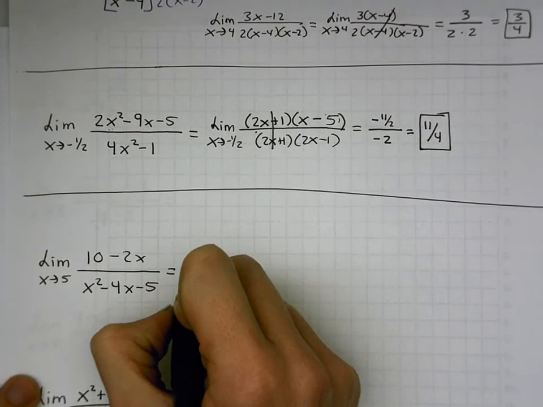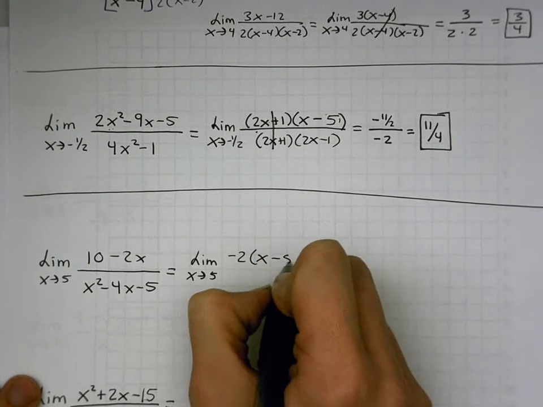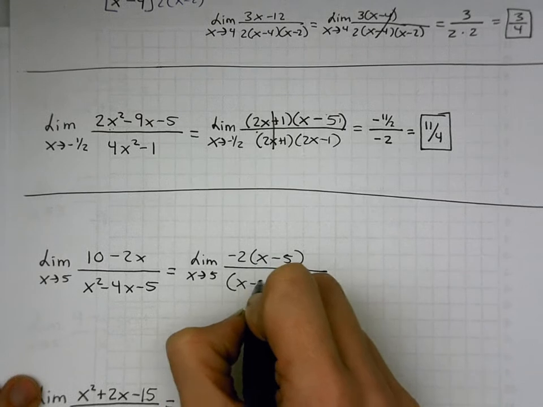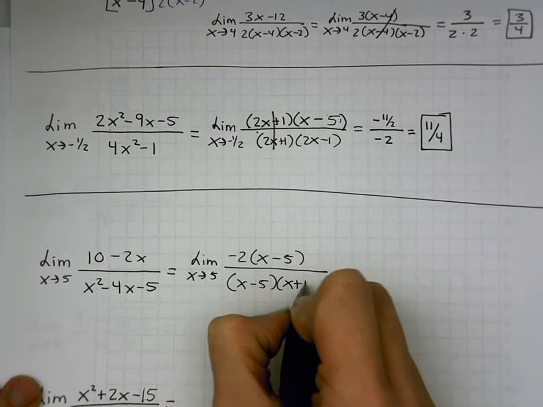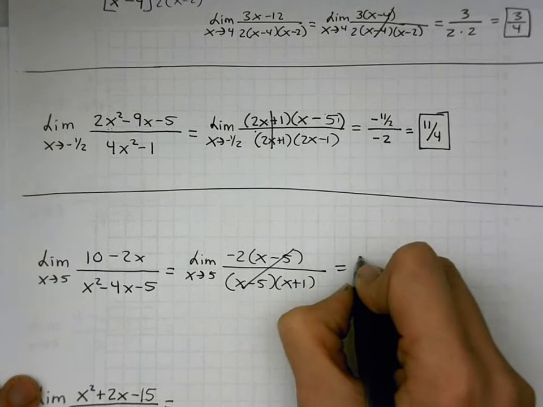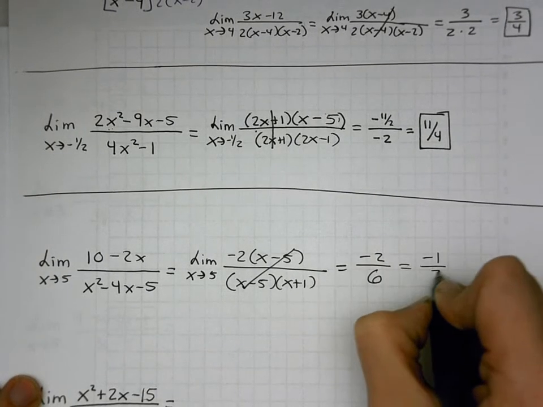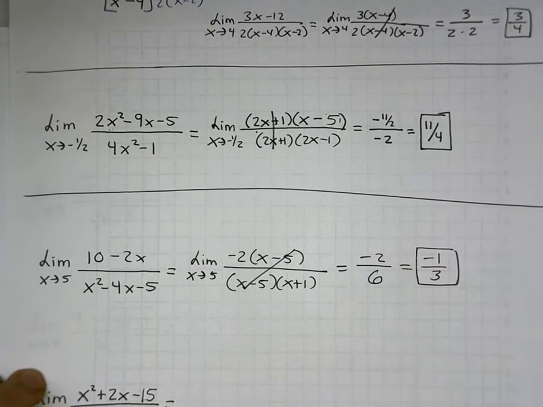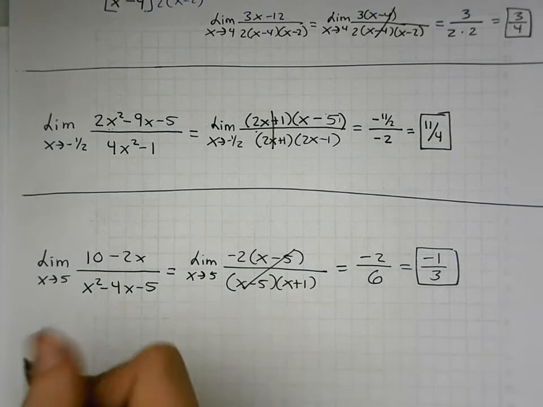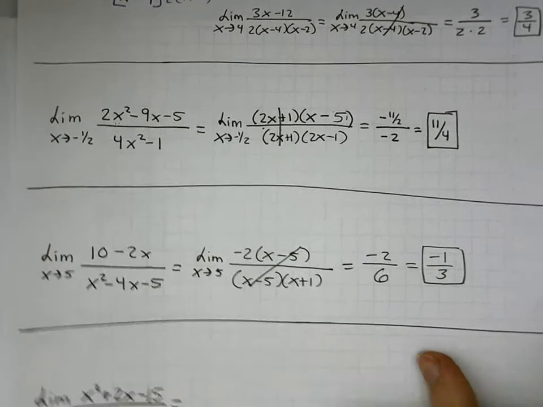On top here, I can factor out a negative 2, so we'd have negative 2 times x minus 5. All over on bottom, this would be x minus 5 and x plus 1, which simplifies. So now when I plug in, I have negative 2 on top, 5 plus 1 on bottom, which is negative 1/3. Okay? So that's factoring with limits.